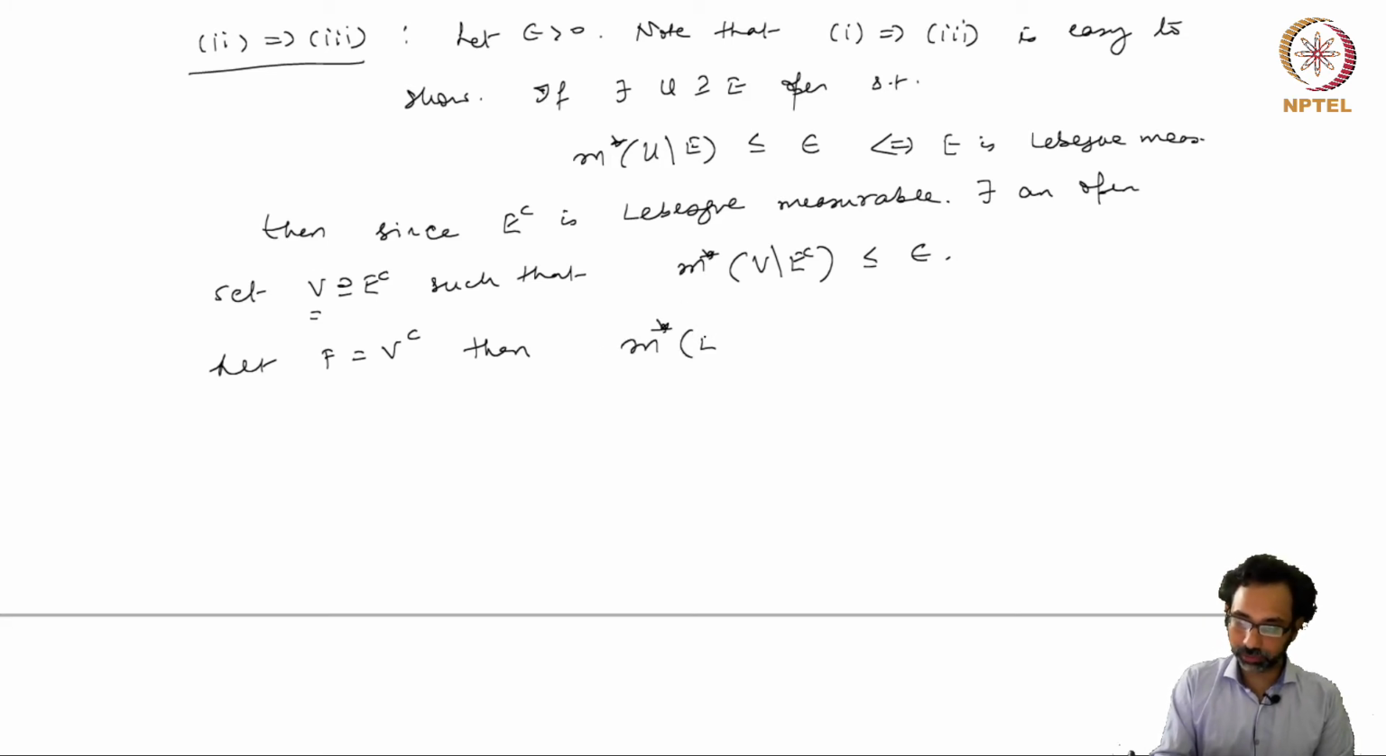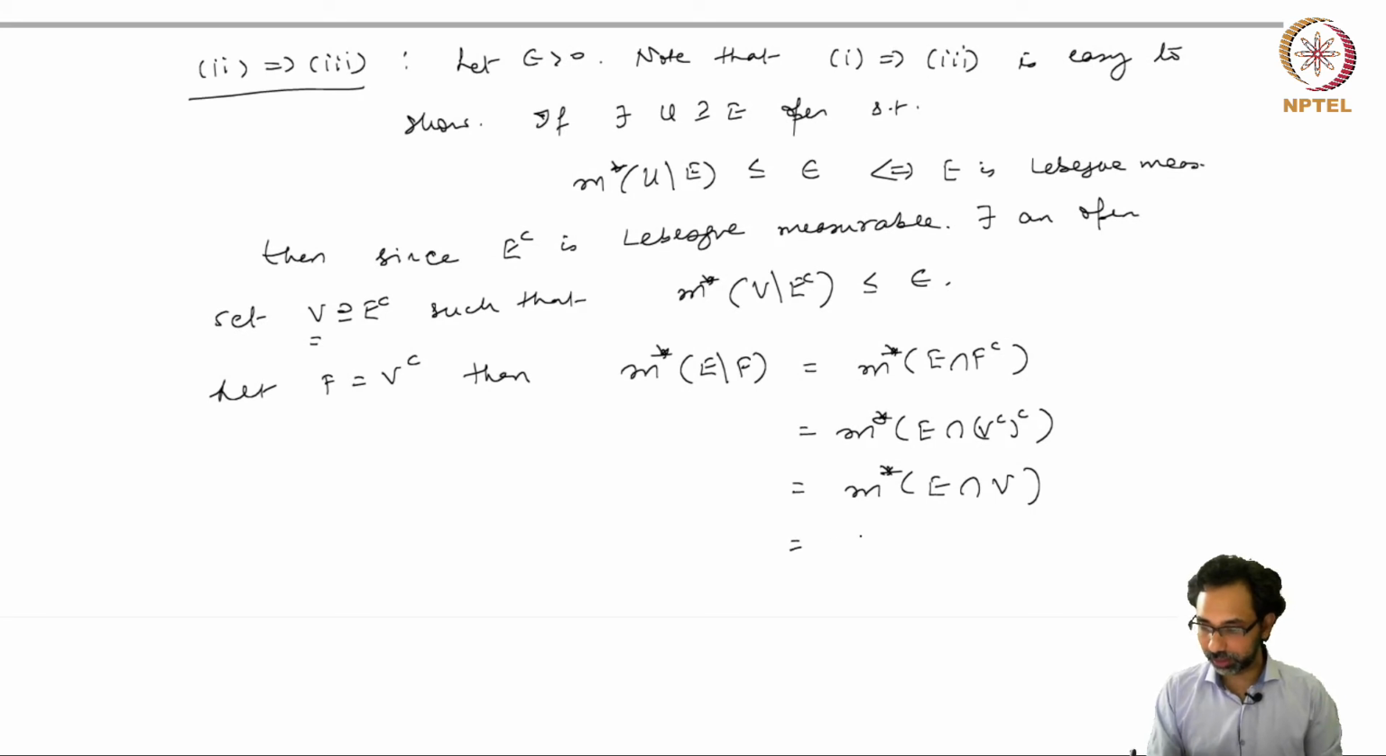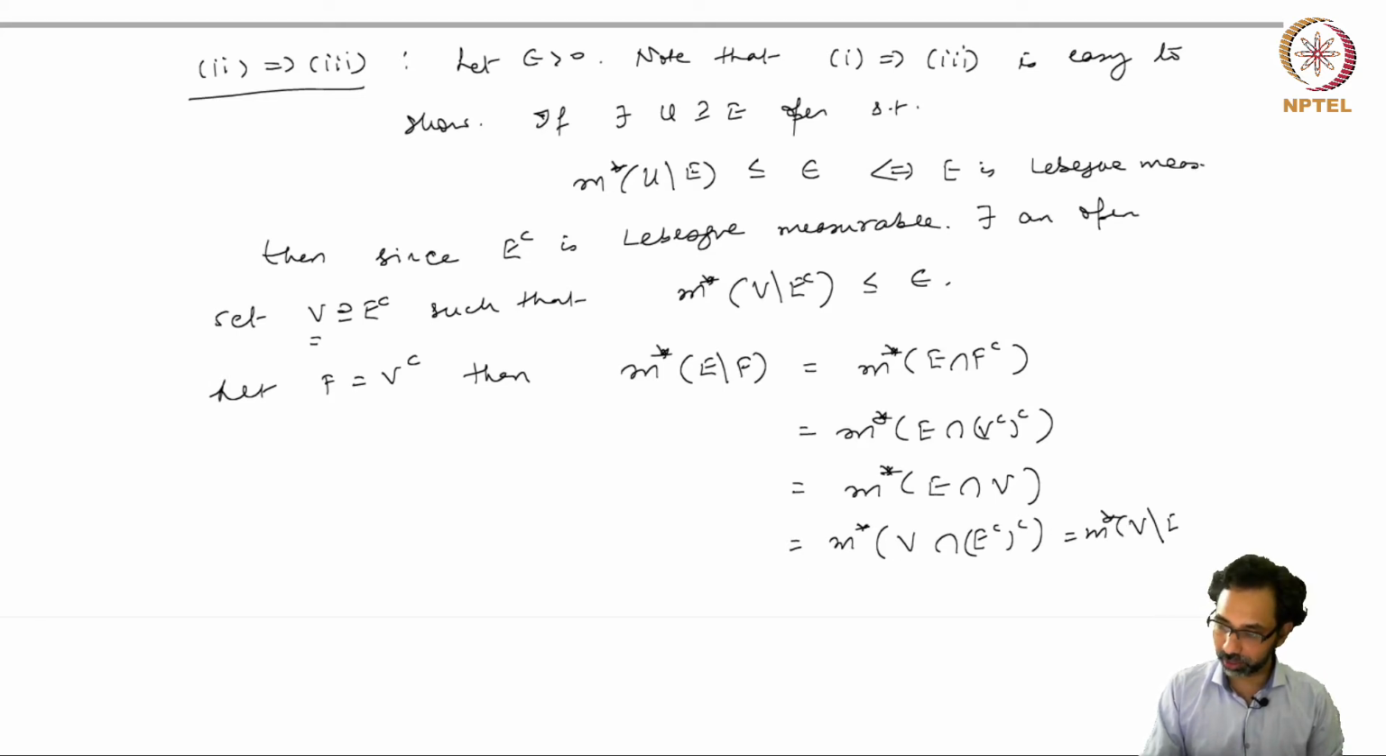the outer measure of E minus F is equal to m star of E intersection F complement, which is equal to m star of E intersection V complement, but this is nothing but E intersection V, but we can also write it as V intersection E complement, and this is nothing but m star of V minus E complement, and this is less than or equal to epsilon.